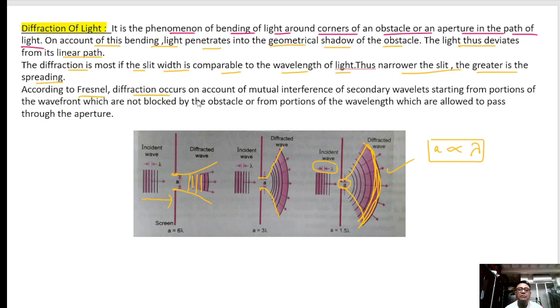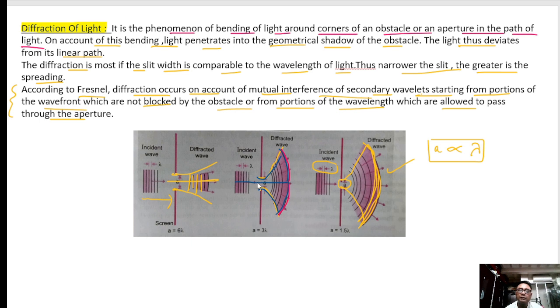According to Fresnel, diffraction occurs on account of mutual interference of secondary wavelets starting from the portions of the wavefront which are not blocked by the obstacle, or which are allowed to pass through the aperture. So what is the meaning of this? Fresnel told why the diffraction occurs. When the light is passing through, these portions of the light will not bend at all, as you can see in the figure, but these portions of the light will bend. Due to the bending of these portions, the light keeps on spreading.